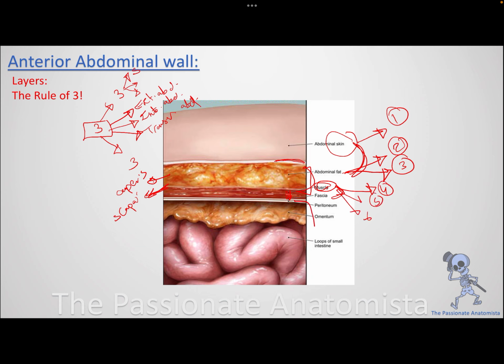And then the last layers you have here are the fascia transversalis, which is what we mean by fascia transversalis, and this is followed by extraperitoneal fat. So this is number 8. And then the peritoneum, which is the parietal peritoneum.